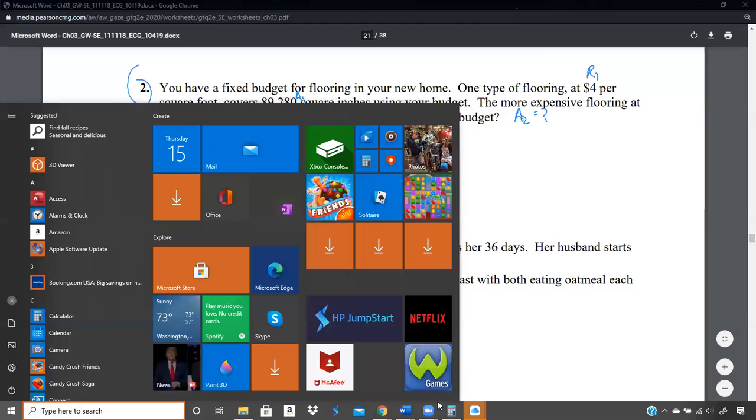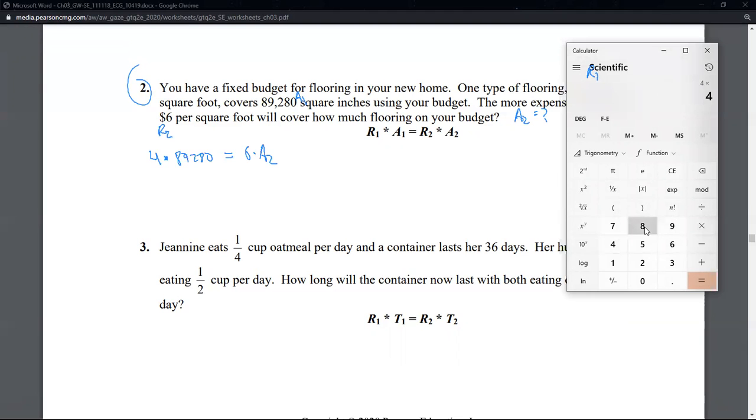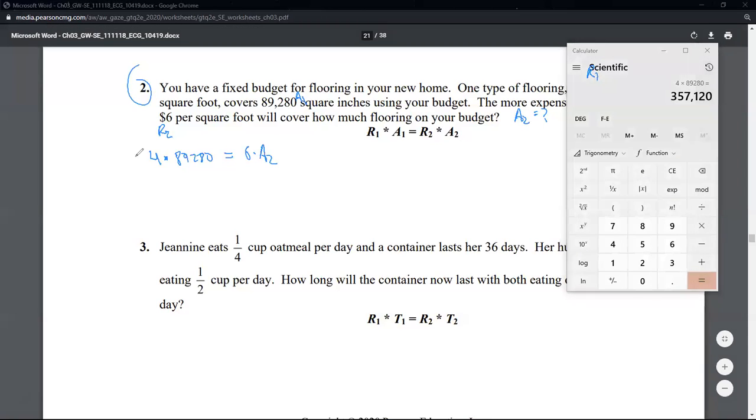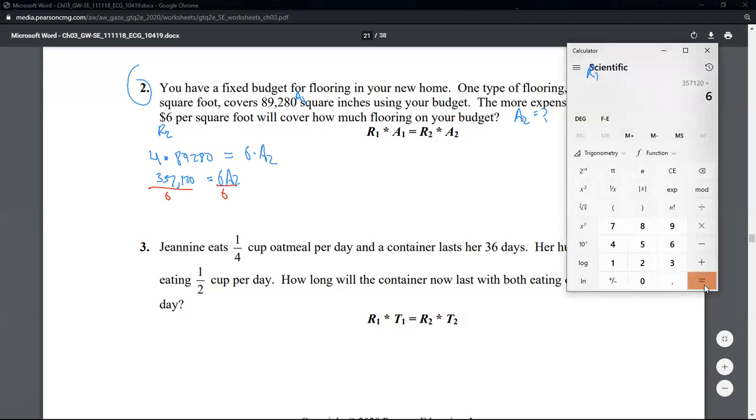I am going to pull out the calculator this time. Otherwise, you might not trust my numbers. So we're going to go 4 times 89,280. So that's the left side. That is going to be 357,120 equals 6 times A2. We're then going to divide both sides by 6. So divide by 6, come off the annotate. And we get 59,520.